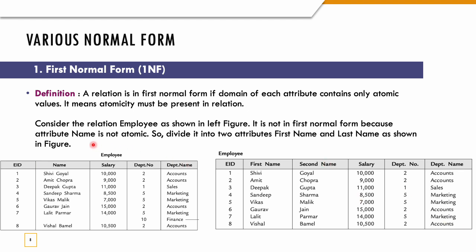So, as we can see in this slide, the left table is the table before the normalization, and the right one is after the normalization, where we have two attributes for name. By splitting that name attribute into first name and second name, the table now satisfies the requirements of the first normal form.